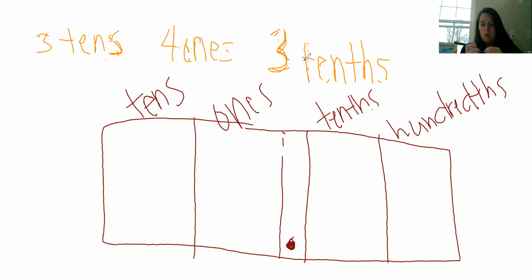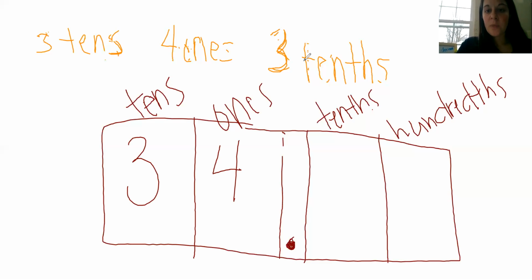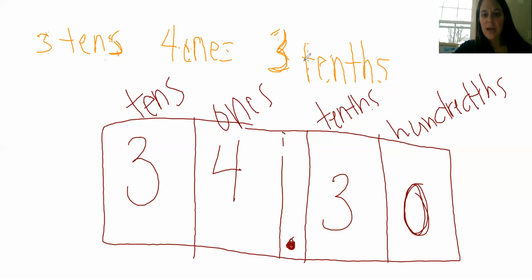Now let's look at our number. I'm just gonna fill my chart in, make it really easy on myself. How many tens do I have? I have 3. How many ones do I have? 4. My decimal, how many tenths do I have? 3. How many hundredths do I have? 0. So now if I had to write this in decimal form, how would I write it?